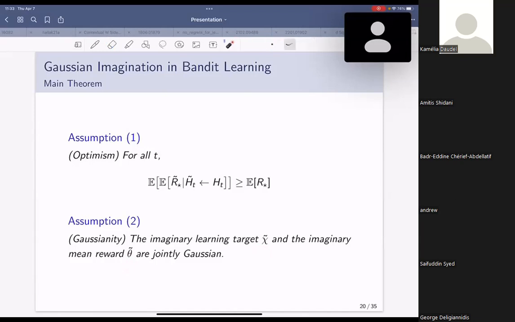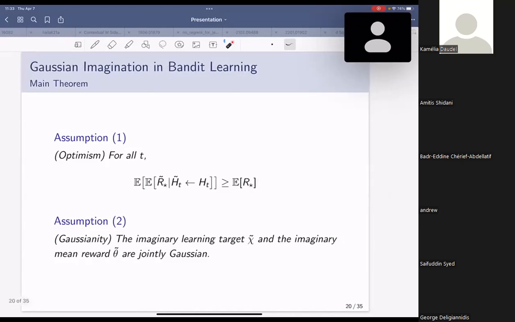I'm sorry, I don't get this learning target yet, so I don't understand this assumption. Yeah, so it's not really important. You can just assume that chi tilde is the environment itself. Okay. Yeah, it's an option for chi tilde.